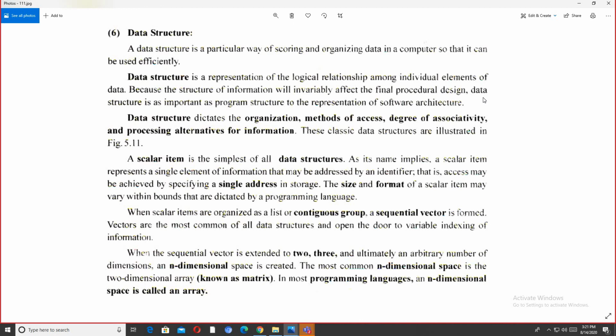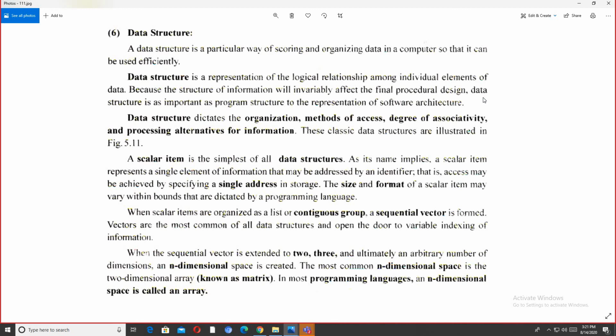Individual elements of data means, for example, if you are taking up a multiplication program with integer A, integer B and integer C, then you are defining a logical relationship between A, B and C, where C is the output of the multiplication of A and B. So you are defining a data structure C that will be storing the values of the multiplication of A and B. So a data structure is a representation of the logical relationship among individual elements of data, because the structure of information will invariably affect the final procedural design.